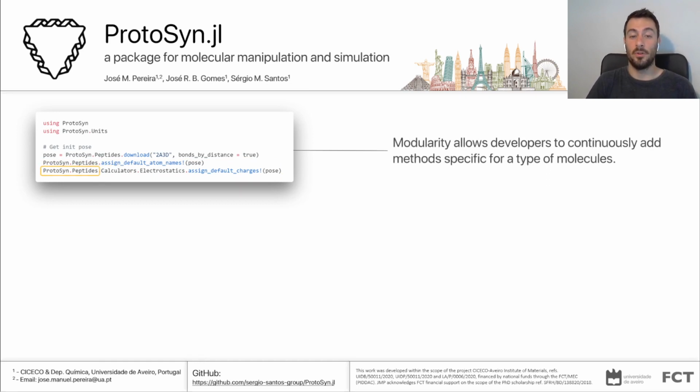This is because ProtoSyn is built in a modular way. For each different type of molecule, there is a ProtoSyn module that expands the core methods by assuming certain prerequisites particular for that molecule type, in this case proteins. I feel like this follows Julia's philosophy of multiple dispatch pretty well.